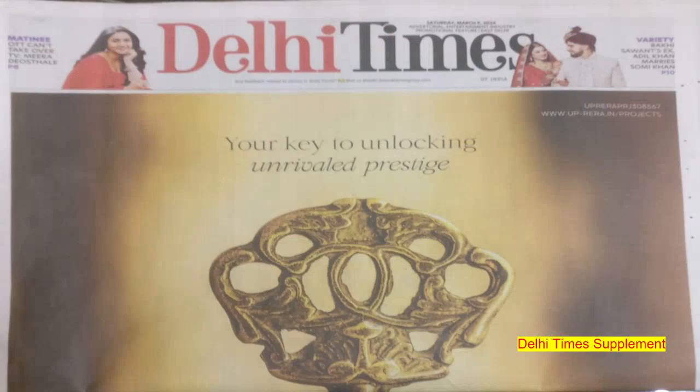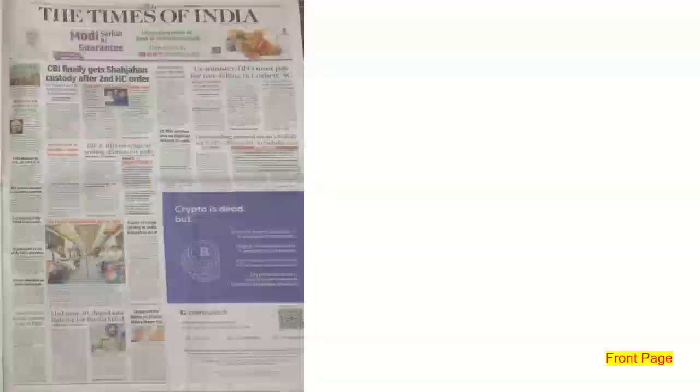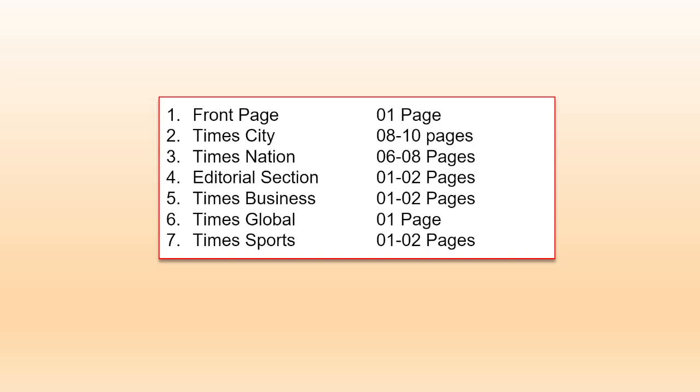And then we have this Daily Times section, which I was saying is a supplement. Then you have movies here and certain other things and certain articles. So if you want to use your free time, you can read this Daily Times also. Ultimately, if you read, you get something to learn for sure. So these are the different sections that I will say. I'll roll back to the main page, to the front page. Now you've seen Times City, you've seen Times Nation, you've seen the editorial section, Times Business, Times Global, and Times Sports.